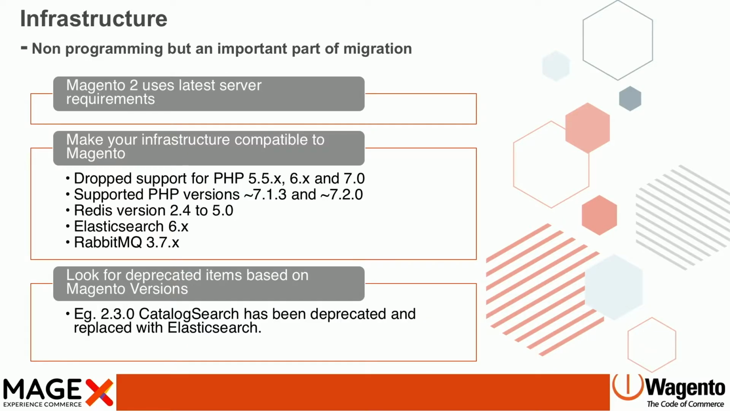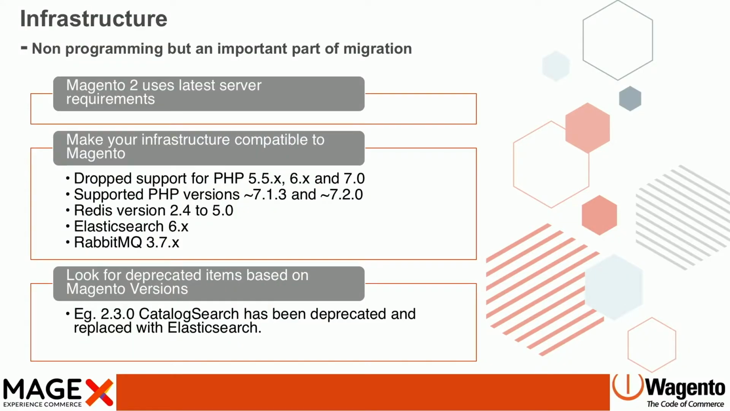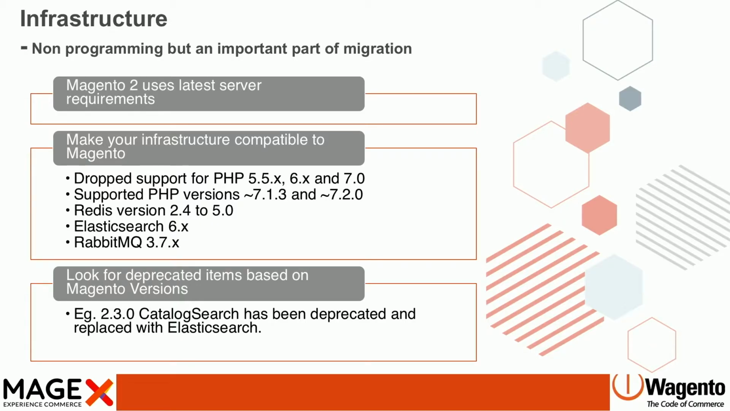Then the Redis, Elasticsearch and RabbitMQ versions: this information is already available on devdocs.magento.com, so you can find there which server settings you need. If you do not have those settings and directly start migrating, it can cause a problem, so make sure you update your server infrastructure also. And look for deprecated things too. Sometimes features are deprecated, and if you try to use those features in Magento 2, that can also cause problems. For example, from version 2.3, catalog search has been deprecated and Elasticsearch is used now. So list out all this functionality and make sure your infrastructure is set up that way.